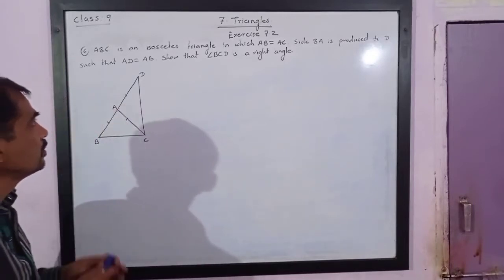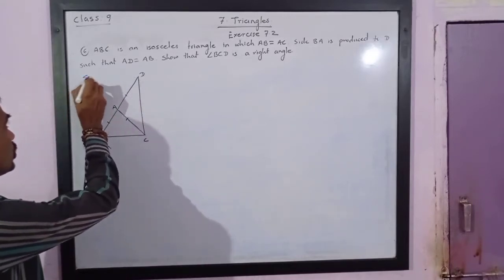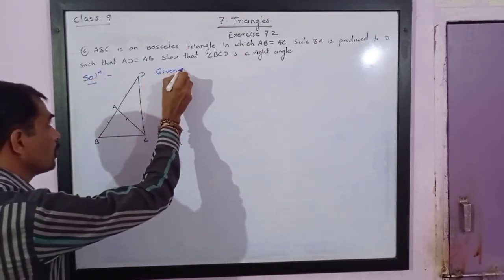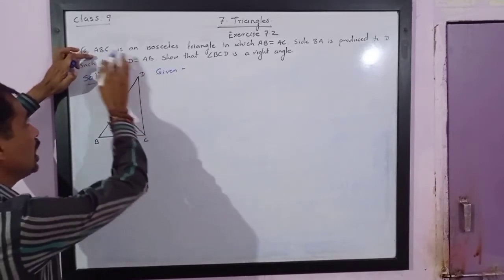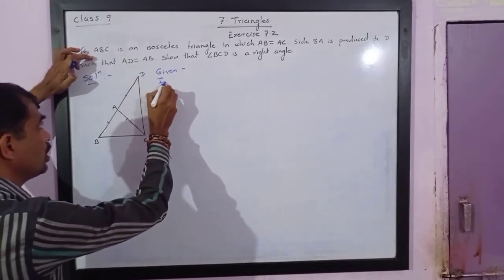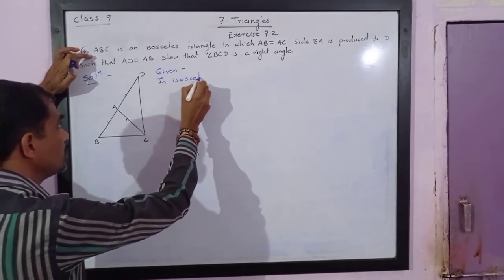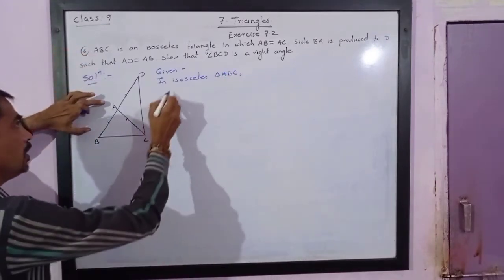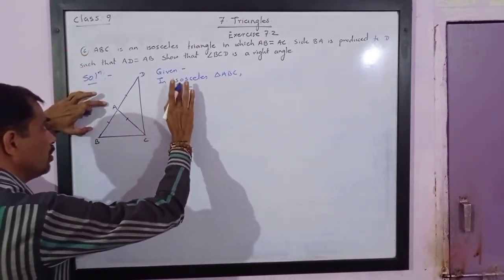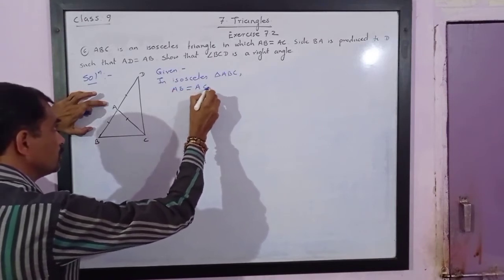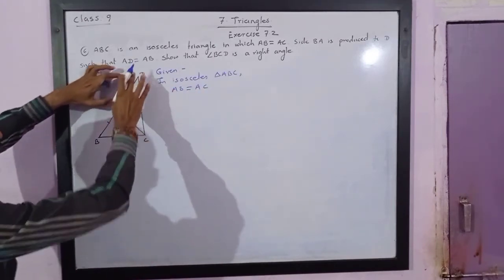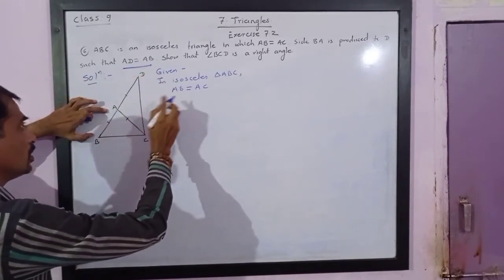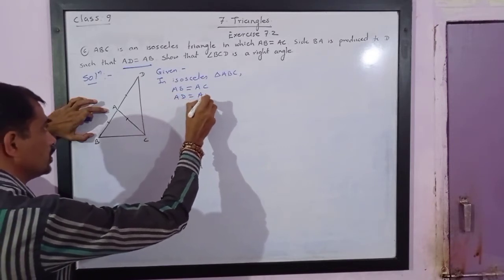So let us write this. Whatever is given, solution. First given. In triangle ABC, we are given ABC is an isosceles triangle. In isosceles triangle ABC, we are given AB is equal to AC. Then we are given AD is equal to AB. This is also given.